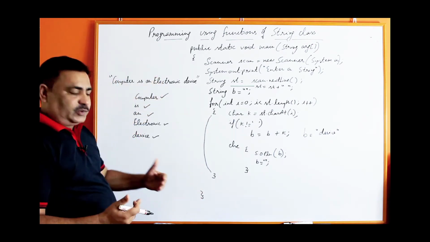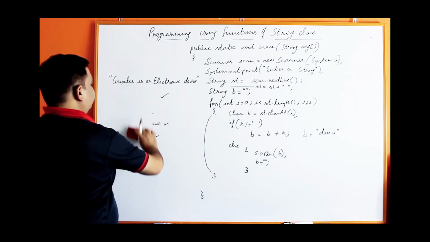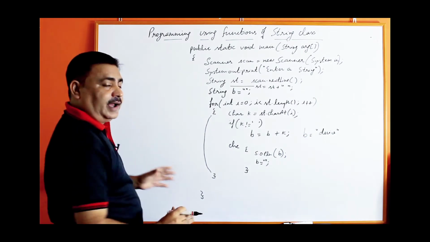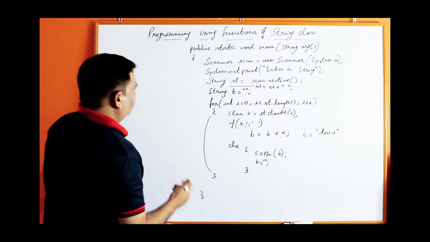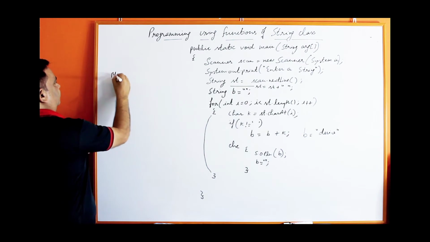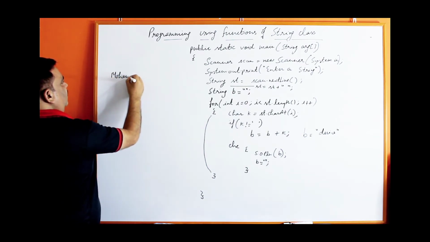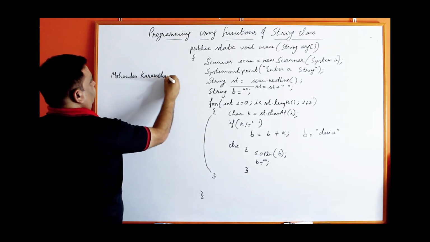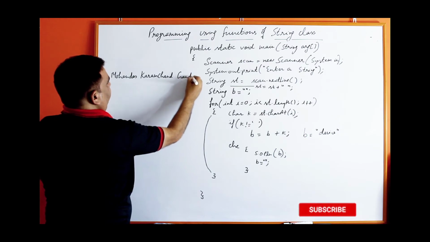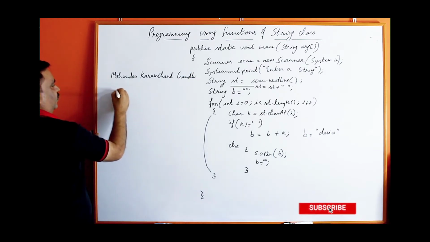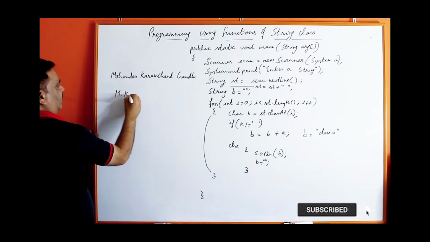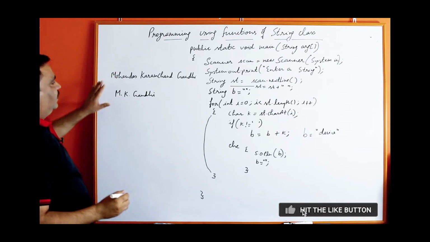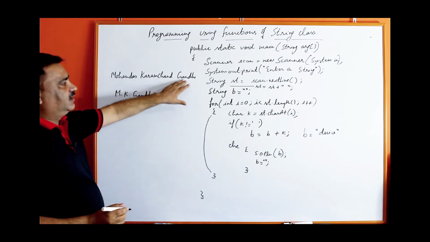Now let us continue with the next program. The next program is to print the initials of the name along with the surname. Suppose one name is Mohandas Karamchand Gandhi, and what should be the output? M dot K dot Gandhi. So, initials of the name along with the surname.